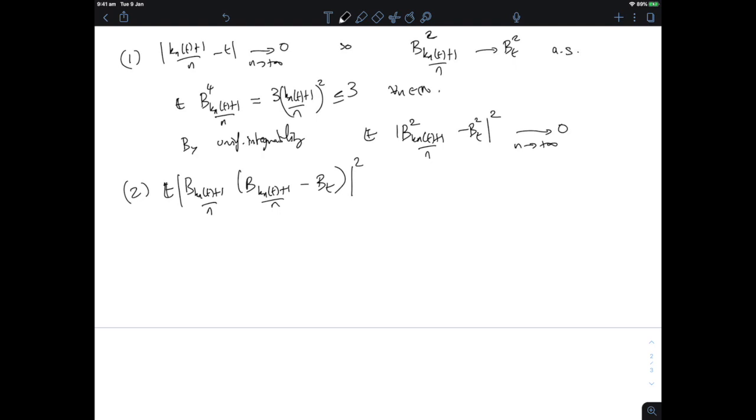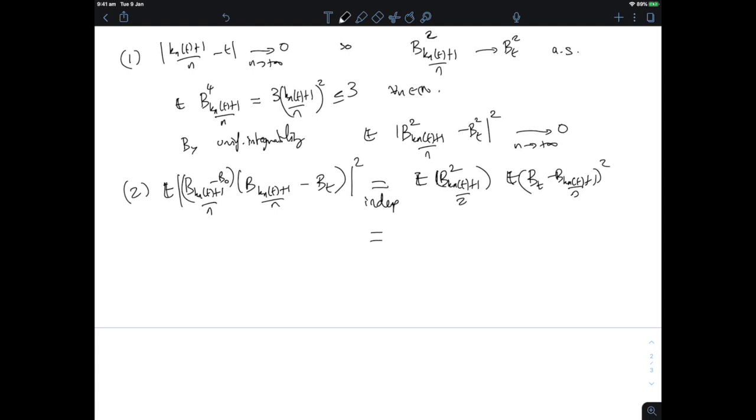Now note that this is an increment of the Brownian. I can subtract B_0 between 0 and (k_n(t)+1)/n, and this is an increment of the Brownian on a disjoint interval, the interval between (k_n(t)+1)/n and t. Therefore, by independence of increments of the Brownian, the expectation of a product is the product of the expectations. So expectation of that squared times expectation of this squared. All right, and now you know how to compute this expectation because the Brownian increments are Gaussian distributed.